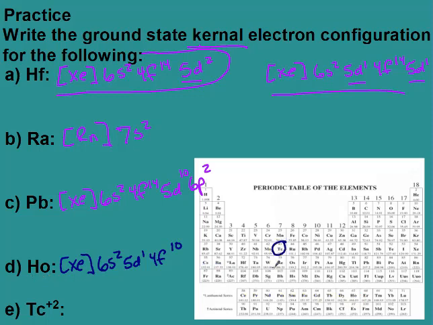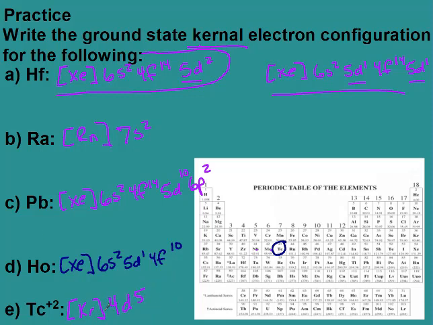I'm going to pause the video, try Tc on your own. Remember, you're doing it shorthand. So for Tc, we have krypton in brackets. Then we have 1, 2, 3, 4, 5, 5s2, 4d, 1, 2, 3, 4, 5. But this is a plus 2, so we need to lose these. So it just turns into 4d5.